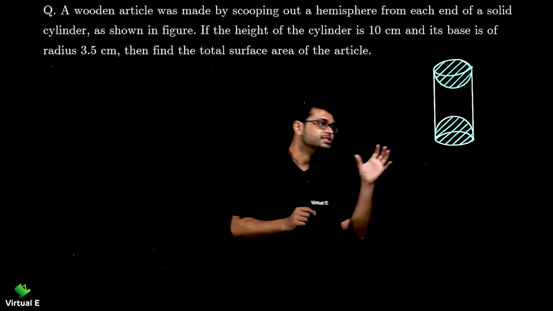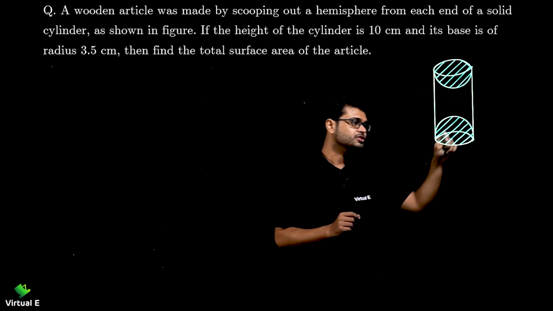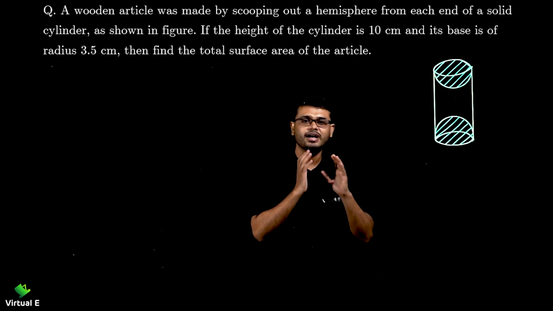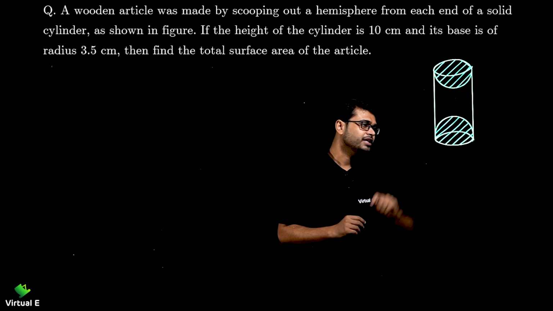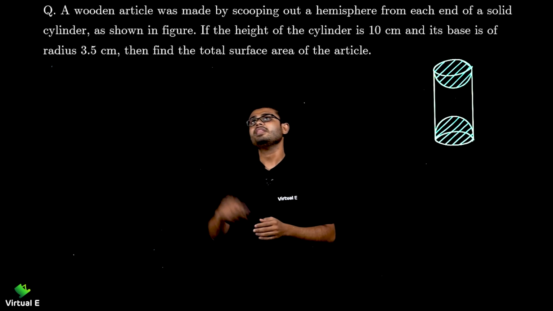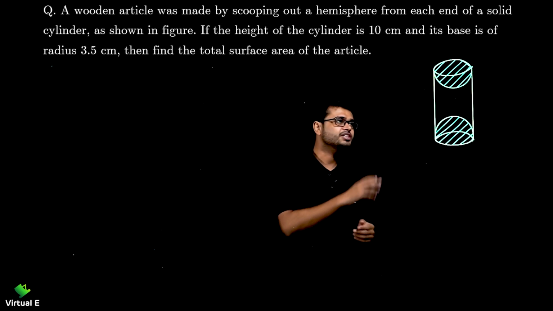So that is a solid cylinder and we are removing a scoop, right? An ice cream scoop, we have seen that, right? That is like a hemisphere. So we are removing a scoop out of it at each end, from top and bottom, as shown in the figure. So the figure is provided.